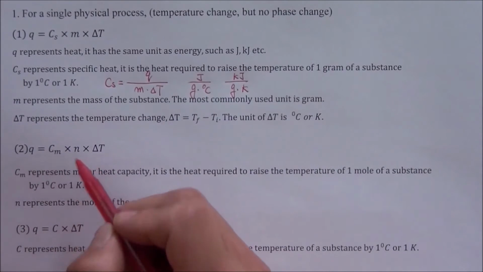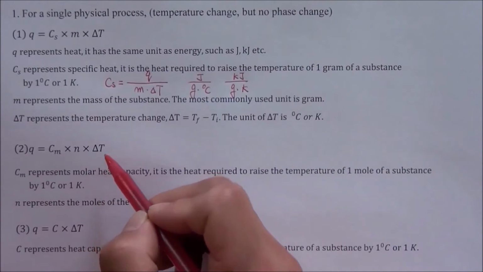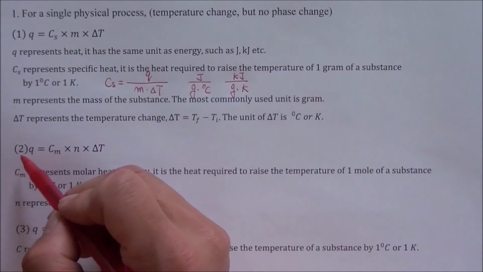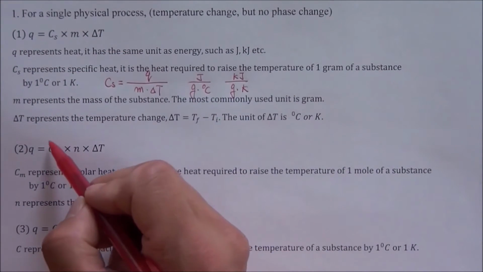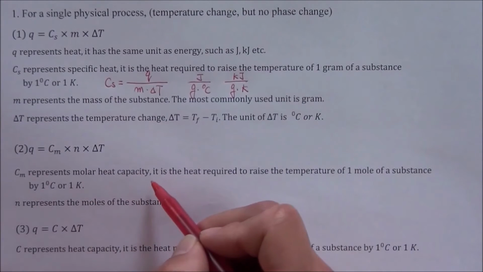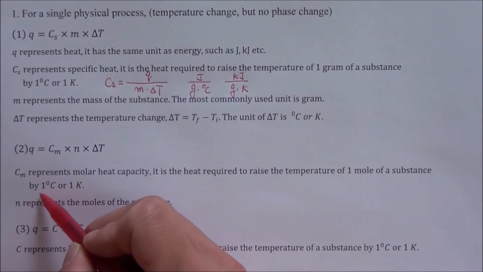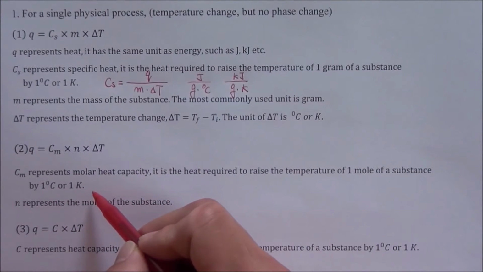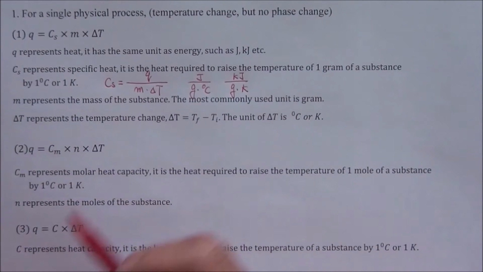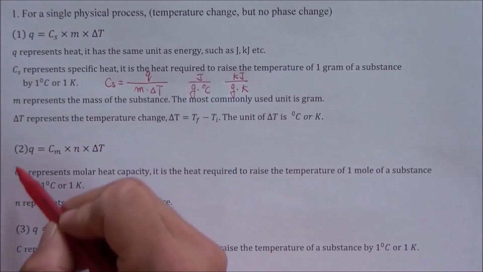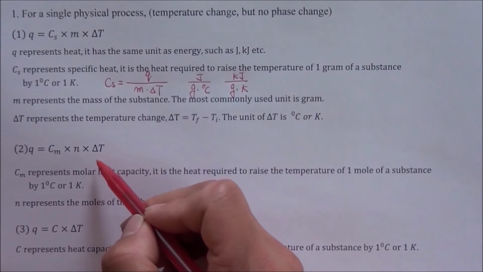This is the second equation. Q equal to Cm times N times delta T. The Q in equation 2 is the same as the Q in equation 1. It represents the heat. Cm represents the molar heat capacity. It is the heat required to raise the temperature of 1 mole of substance by 1 degree Celsius or 1 Kelvin. N represents the moles of the substance. Delta T in equation 2 is the same as the delta T in equation 1. It represents the temperature change.